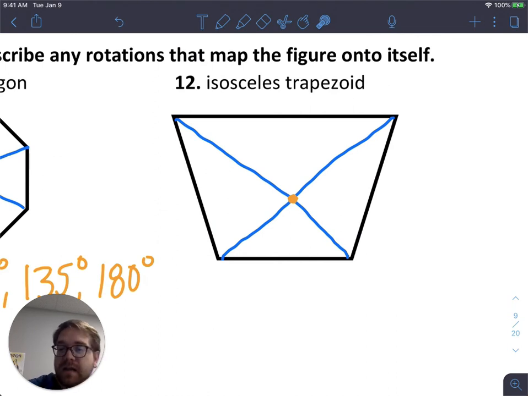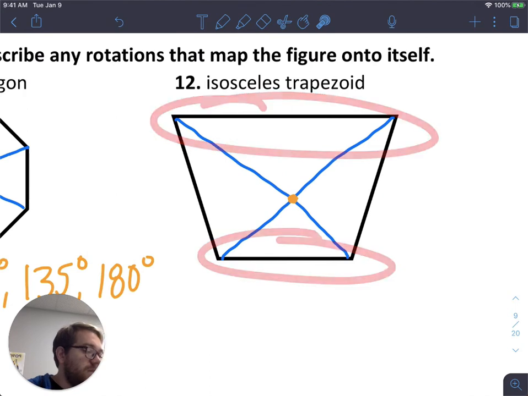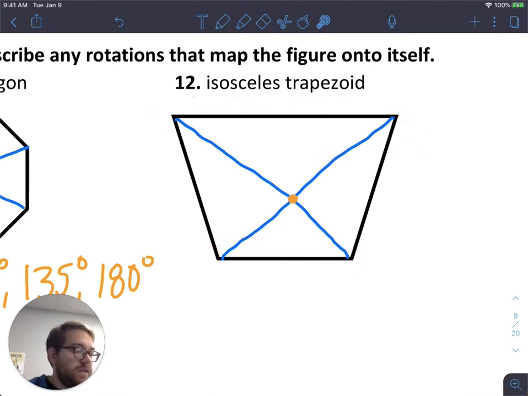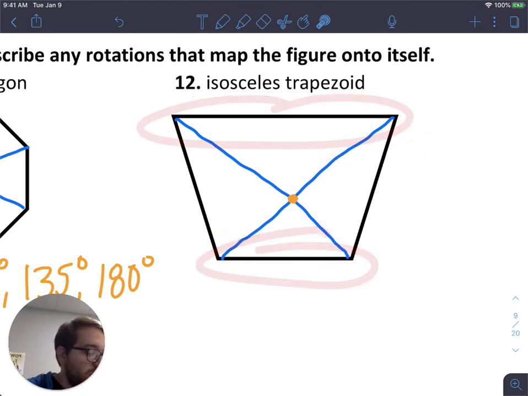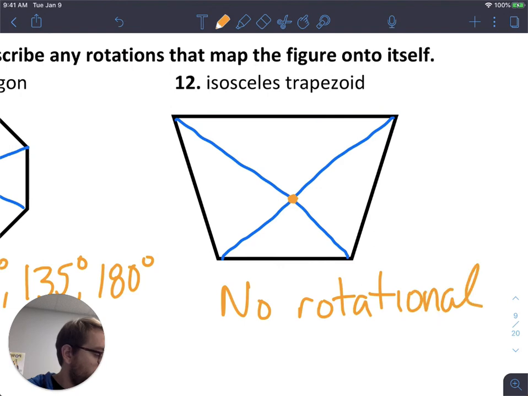No, it's not. So no matter what point, 90, 180, or anything in between, it's not going to map onto itself, because we can see that there's no symmetry in the sides. You can see very clearly that this side is very different from this side, and so as it moves around, these are not going to be able to map on top of each other. So we would say that this has no rotational symmetry.